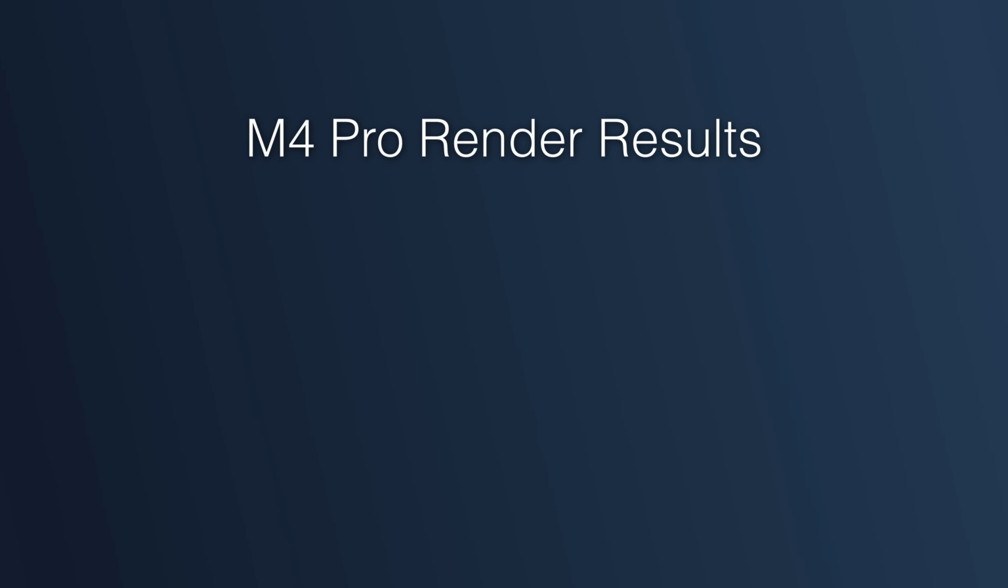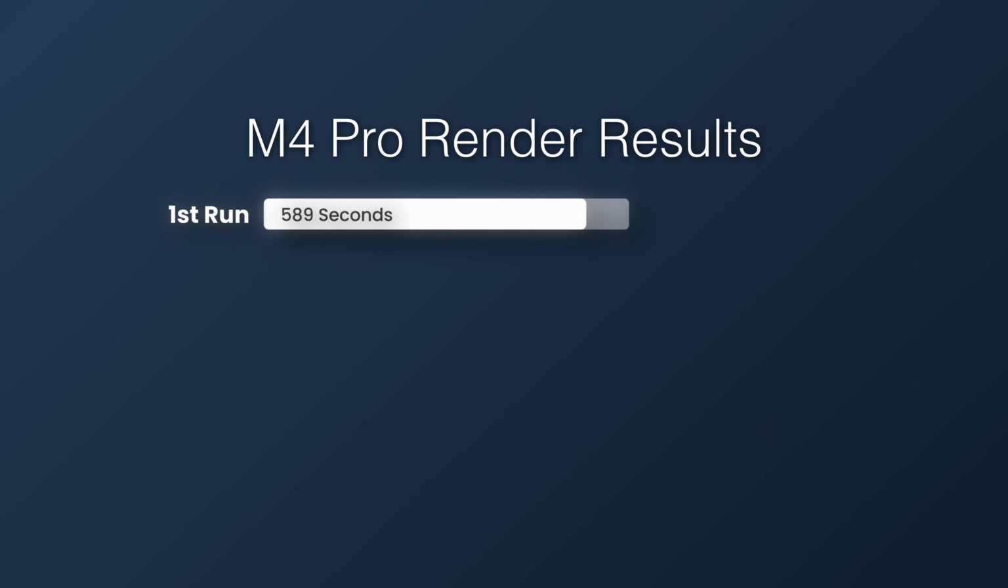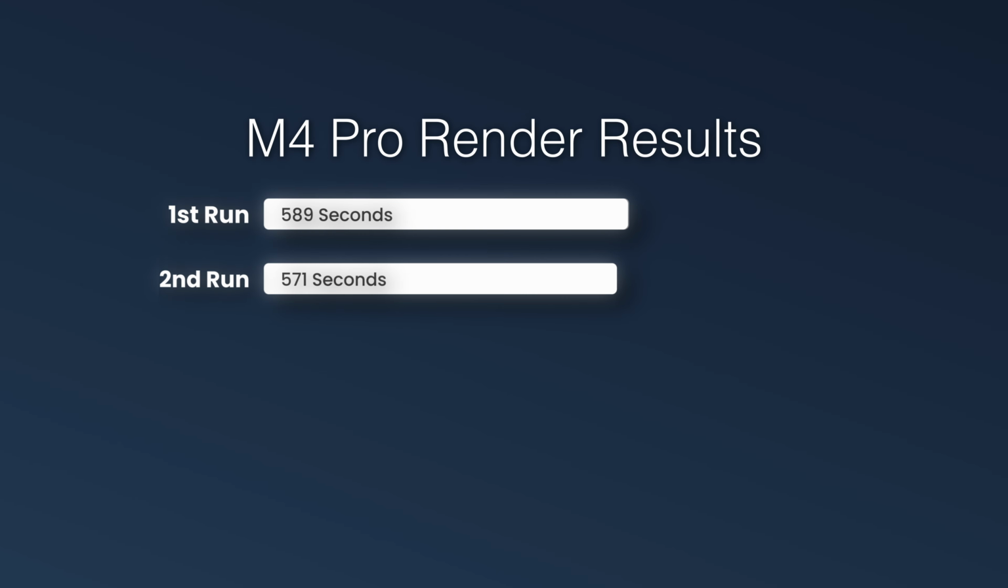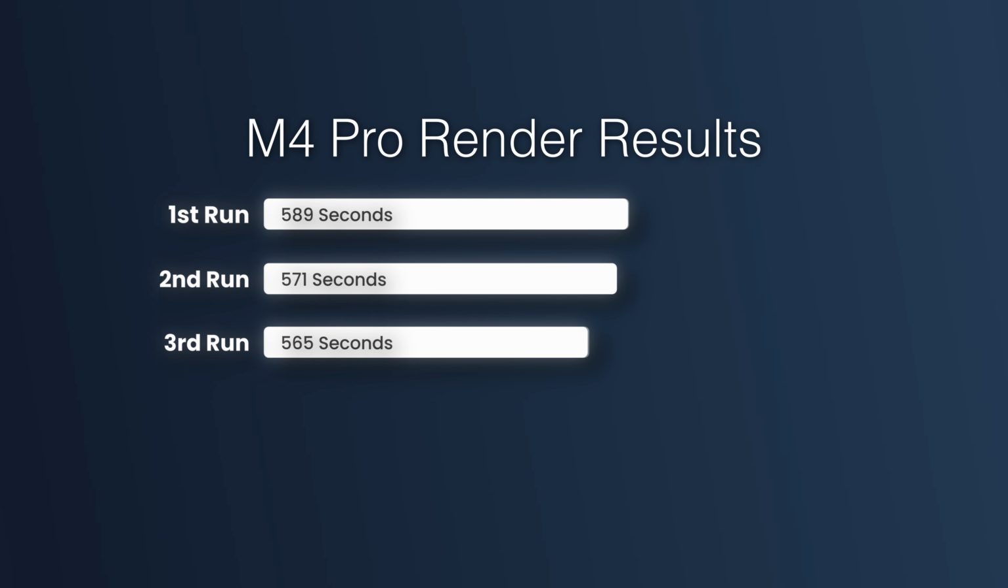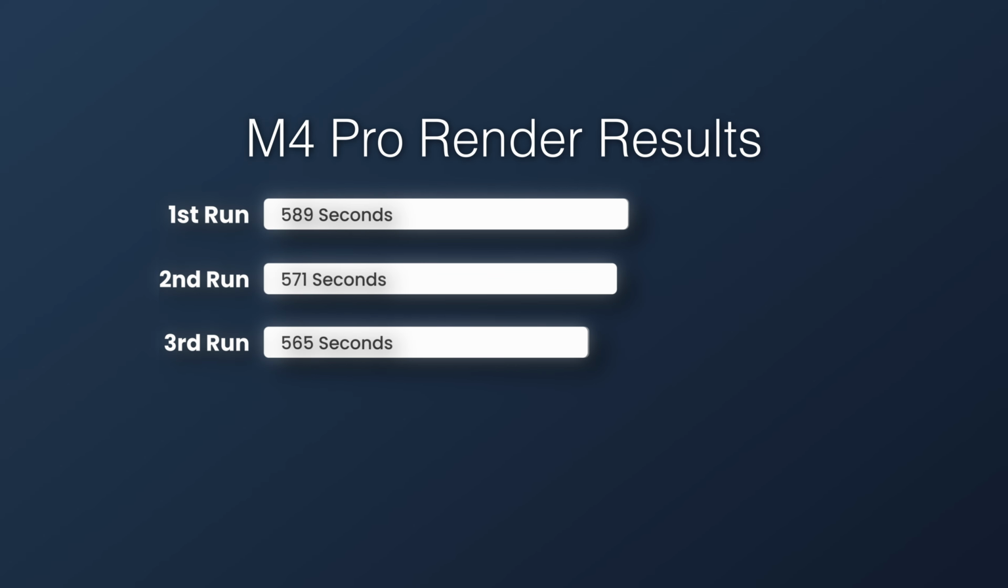Okay, we have our results. So let's take a look. My M4 Pro Mac Mini rendered this with the following results. We had very interesting numbers. The way they're calculating it is in total seconds. First run was 589 seconds. The second run was 571 seconds. And the third one was 565 seconds. So surprisingly to me, it got faster every single time it ran.